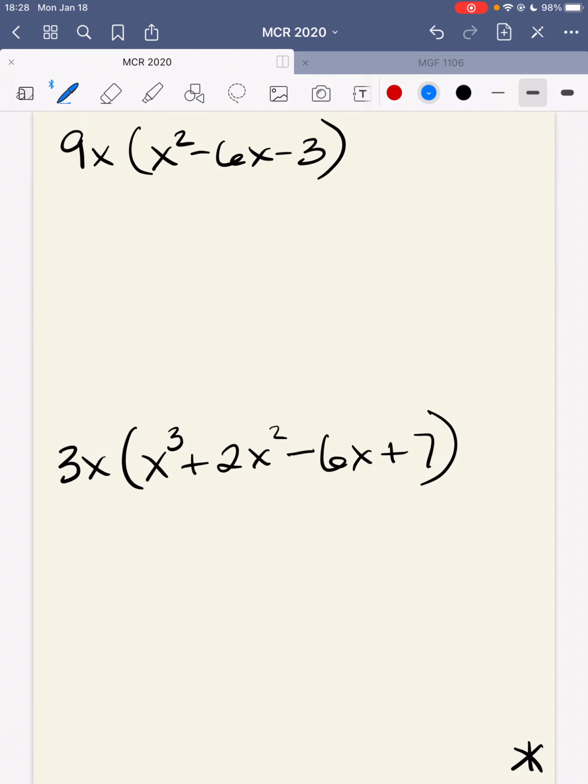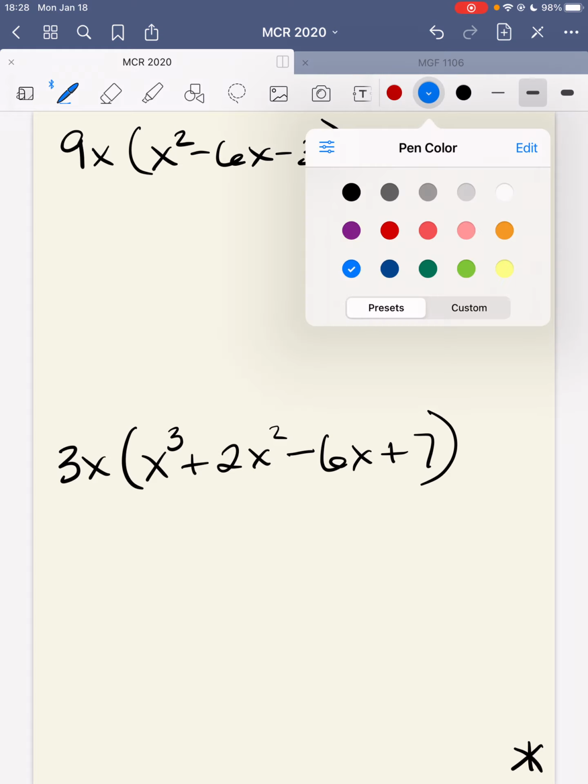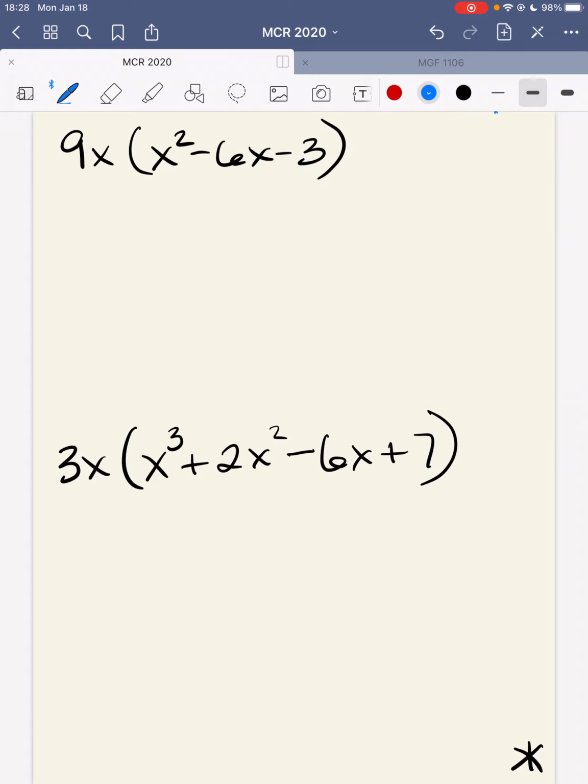Couple more for you here. Here we have a nice positive on the outside, a trinomial with all negatives on the inside, all minus signs. But my first term is positive. So as I distribute, I got 9x times x squared. So 9 times 1, because remember there's an invisible 1 coefficient, is 9. X to the first, and x squared, add the exponents, x to the 3.